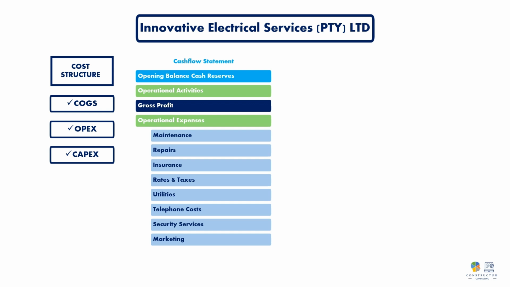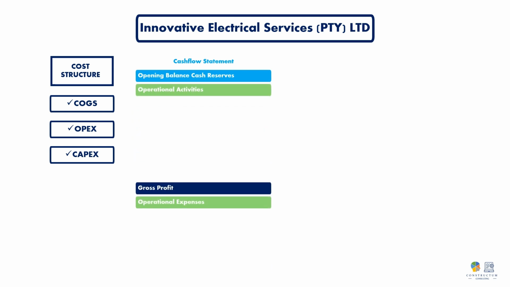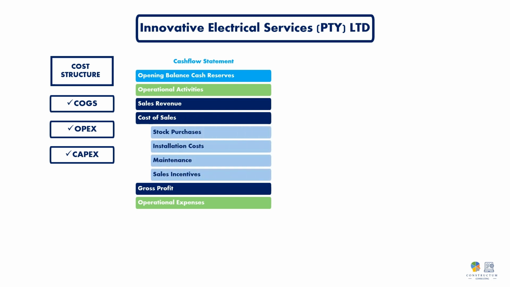It's worth remembering at this stage that operational expenses do not relate to cost of sales. The cost of sales relates directly to expenses incurred to generate sales revenue. At this junction, Karel knows what the business's operational expenses amount to. Now Karel must estimate the cost of sales and include this under operational activities in the cash flow statement, including stock purchases, installation costs, maintenance costs, and sales incentives.